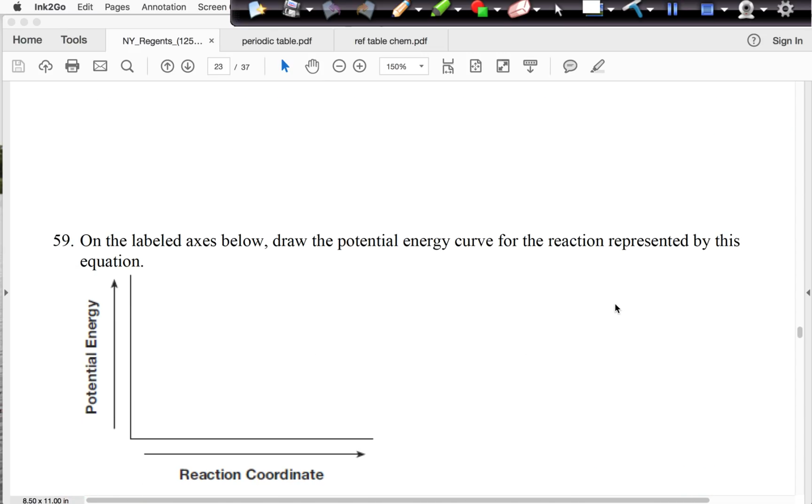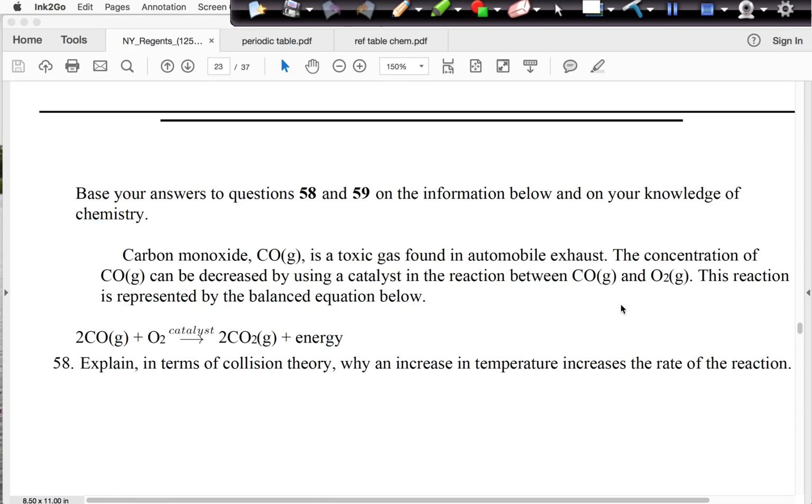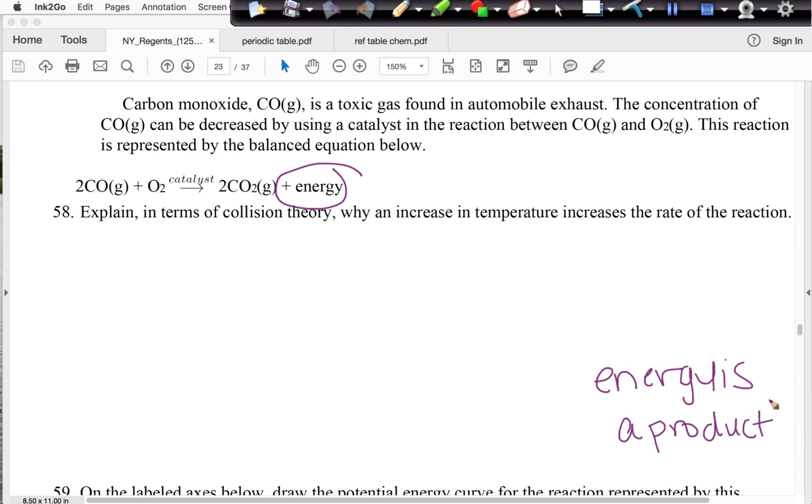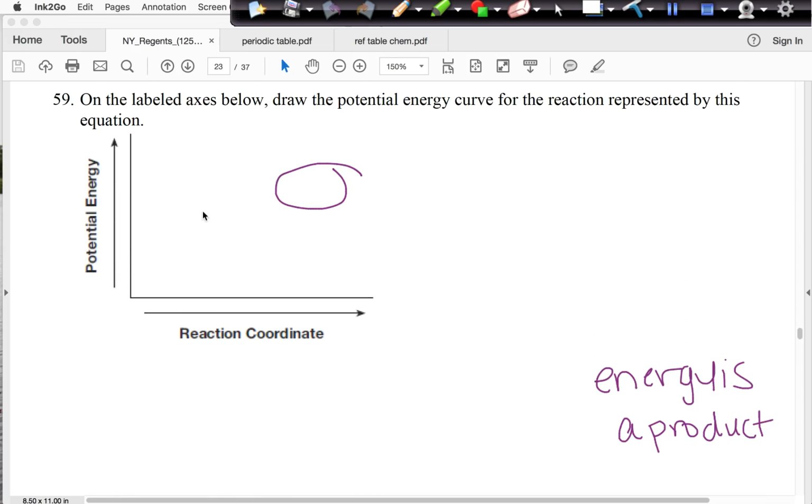For number 59, it says, on the labeled axis below, draw the potential energy curve for the reaction represented by this equation. So we need to look at the reaction. And if we look at the reaction, the energy term is in the products. If the energy is a product, that means that we're talking about an exothermic reaction. An exothermic reaction means that energy is released.